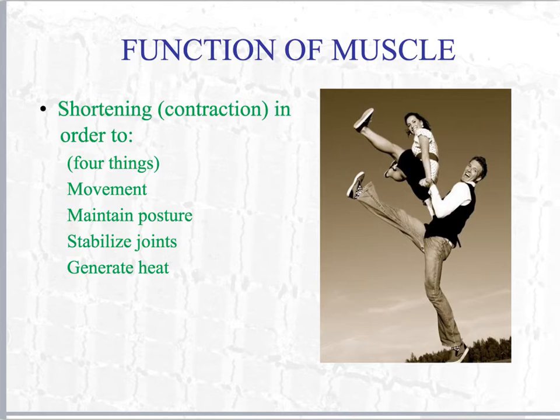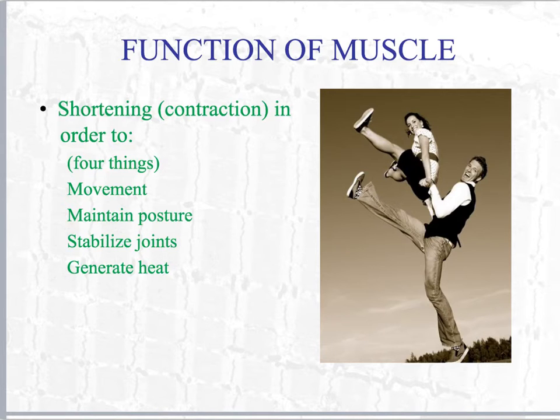So the book's functions are a little bit more narrow than they should be, perhaps. In general, muscles function by contraction, so by shortening, which is going to be important when we talk about different types of movements, in order to do four things. So movement, obviously, is a big one.